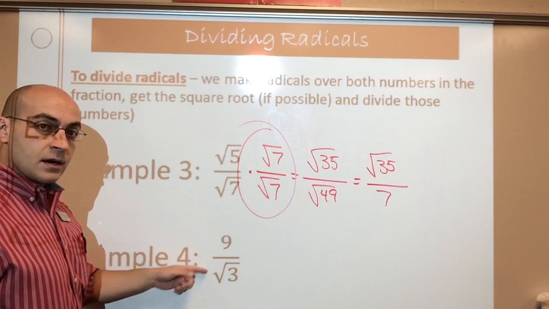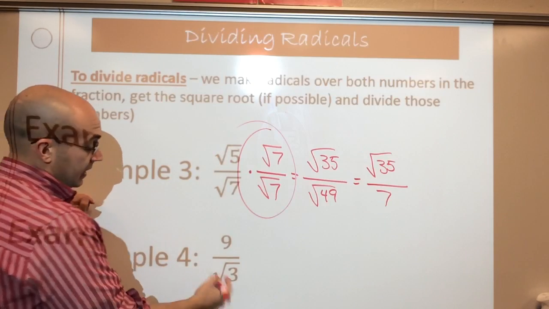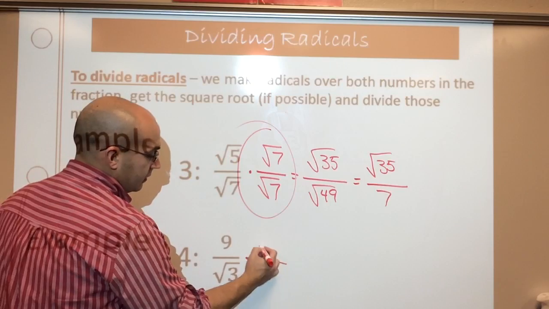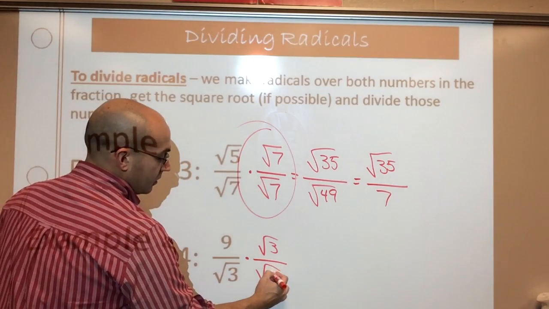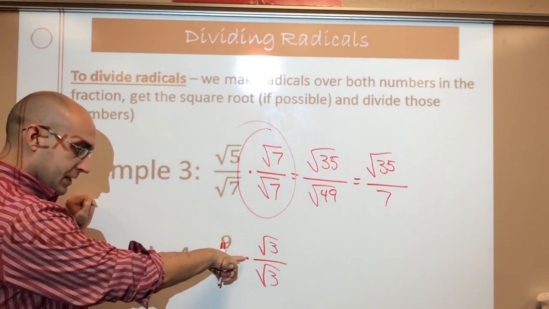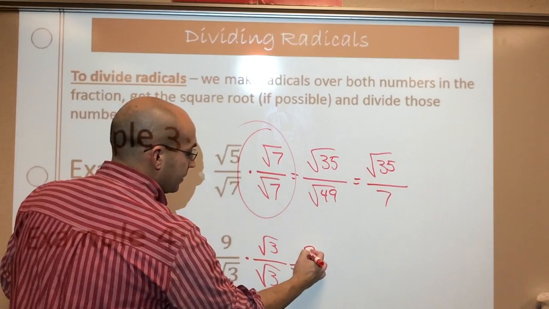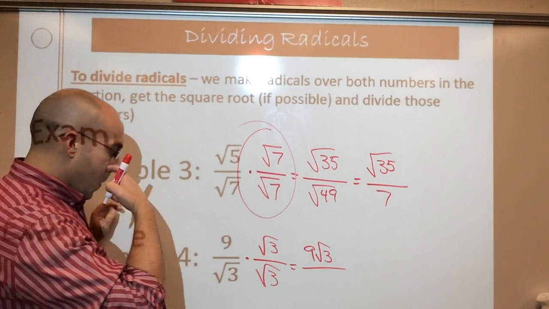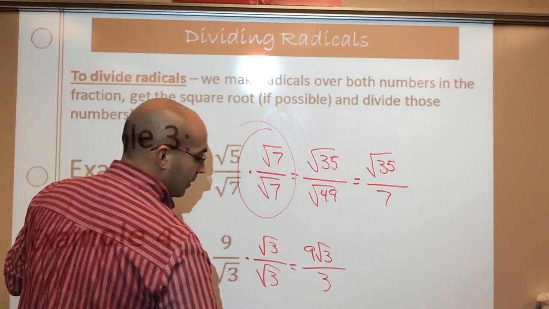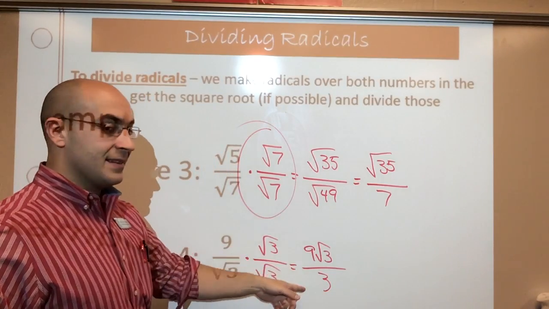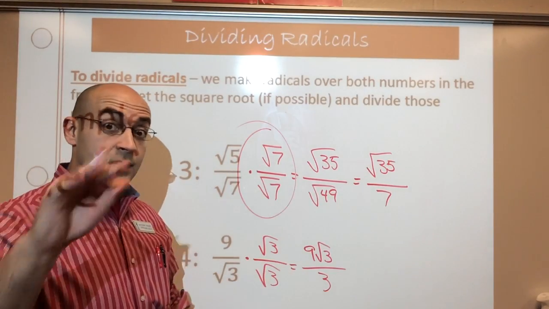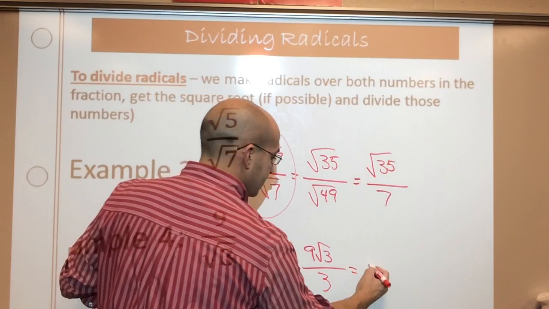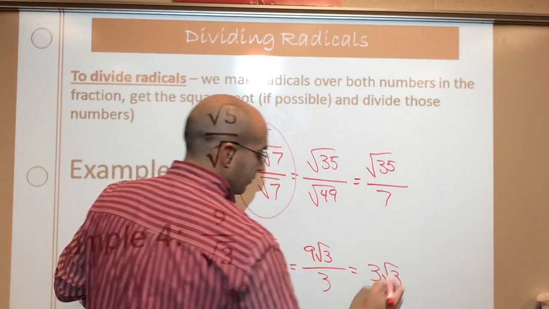Okay, last one here. 9 over root 3. Can't have it. So I'm going to multiply by root 3 over root 3, rationalizing the denominator. Now I'm left with 9 root 3, which I can't do anything with because root 3 is irrational. And then this is just going to be 3. Now, here's something interesting. I can actually simplify this even more because 9 divided by 3 is 3. So what I end up with is 3 root 3.